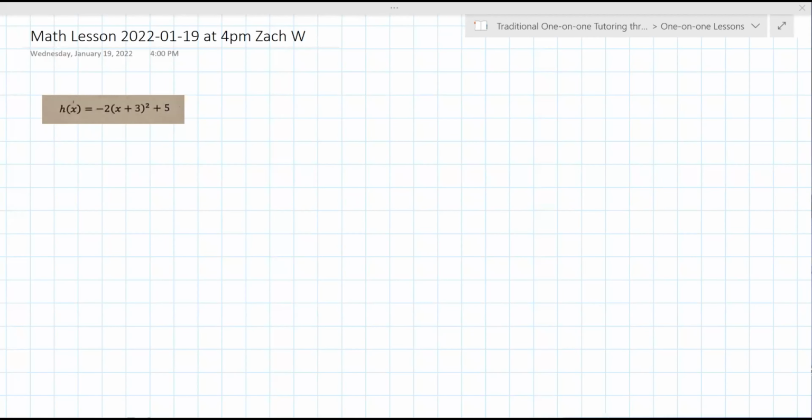That they want you to graph. There's a lot of other instructions there. The very first thing that you might be asked to do is identify the parent function, and that is y equals x squared. Is that clear to you because of the square there?